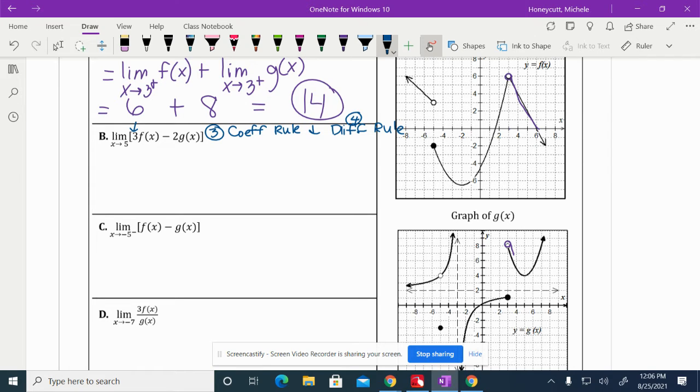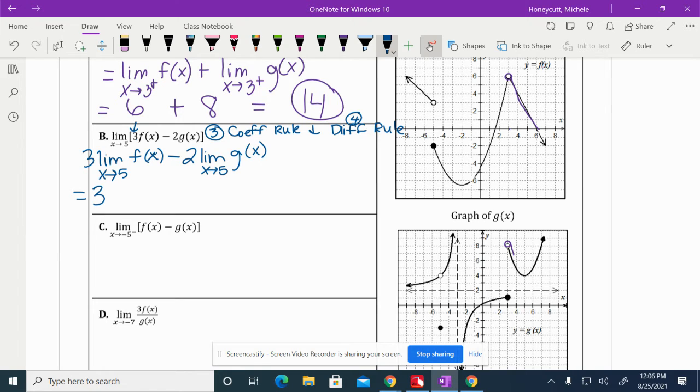So what that'll look like, I can split it up into 2 separate limits. The limit as x approaches 5 of f of x, but that 3, I'm going to multiply it on the outside. So 3 times the limit as x approaches 5 of f of x, because that's what the coefficient rule says. I can move this 3 to the front. Minus 2 times the limit as x approaches 5 of g of x. And then I'll look at each one of these. This 3, nothing happens with that 3. I just bring it down.